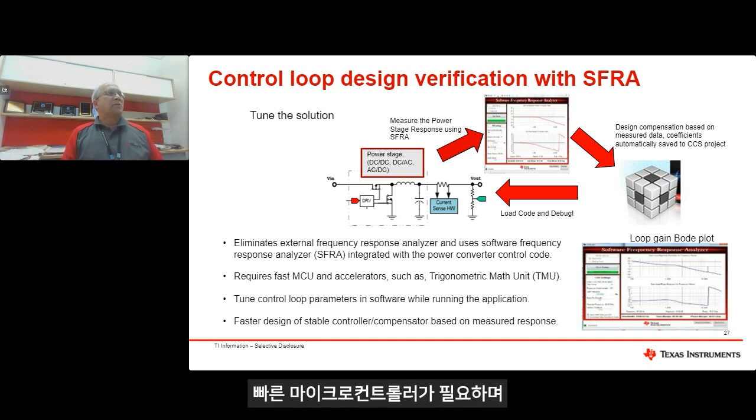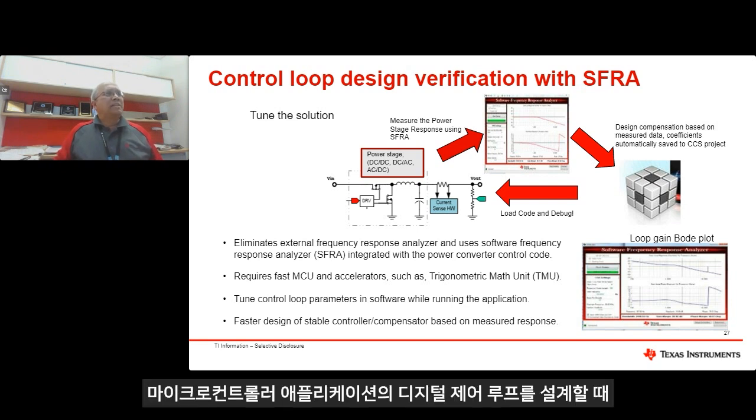It requires a fast microcontroller with some kind of accelerators, such as the C2000 microcontroller, which has a trigonometric math unit that is needed for such an SFRA implementation. You tune the control loop parameters in software while running the application. That gives flexibility, and a faster design and stable controller design can be done with measured response. So that's one tool that can come in handy while designing digital control loops in microcontroller applications.